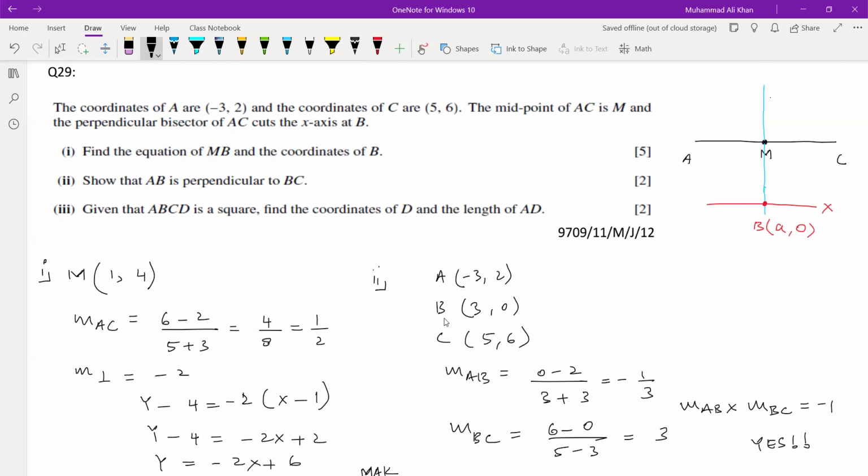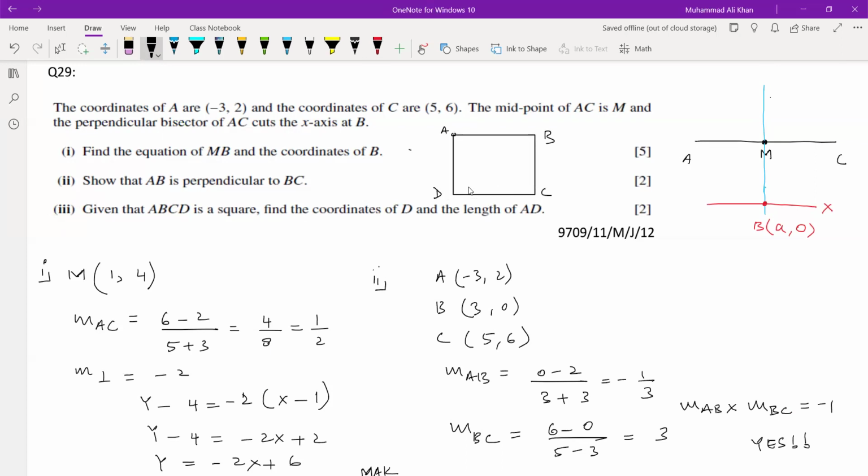And after that, given that ABCD is a square, find the coordinates of D and the length of AD. ABCD is a square. I am making a square here. Now, let's say A, B, C, D. ABCD is a square. Find the coordinates of D.